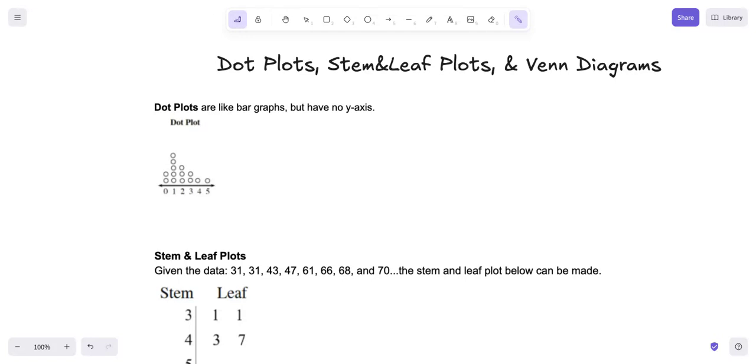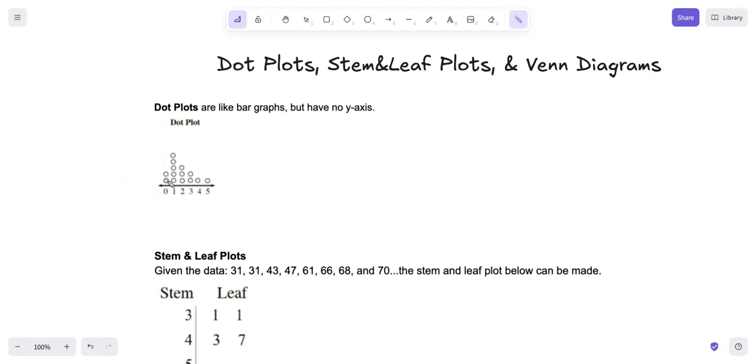This video covers dot plots, stem and leaf plots, and Venn diagrams. We're going to go from easy to less easy, starting off with dot plots. Dot plots are like bar graphs, but there's no y-axis. Notice how there's no y-axis here.